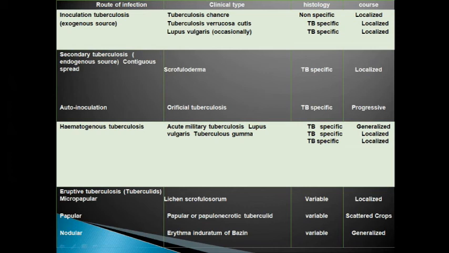So the lesions are very difficult to diagnose. Unless you have seen a lesion, you will not be able to diagnose it. And third is hematogenous spread. Obviously, in miliary tuberculosis, somebody has a low immune status, and whole dissemination of the TB bacilli through blood to the skin gives rise to hematogenous tuberculosis.